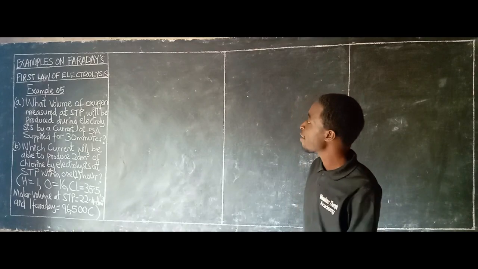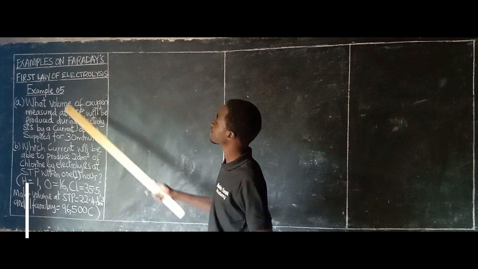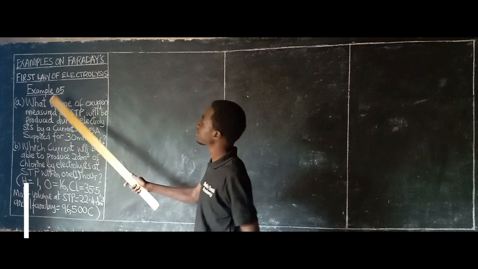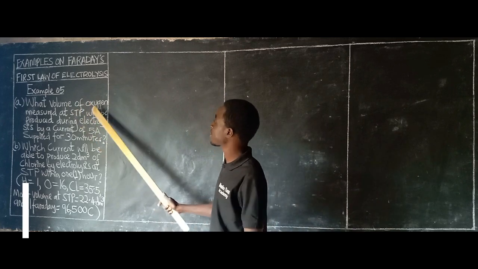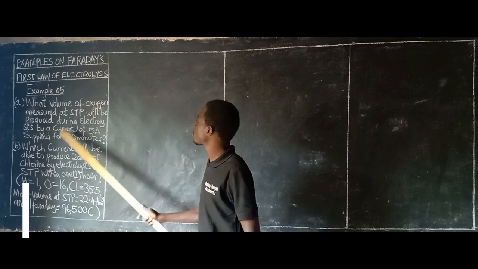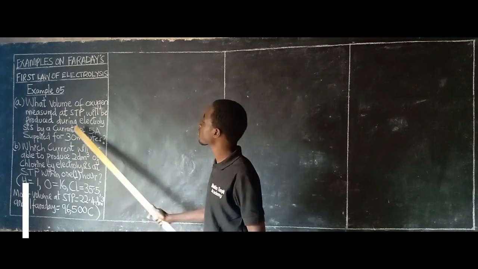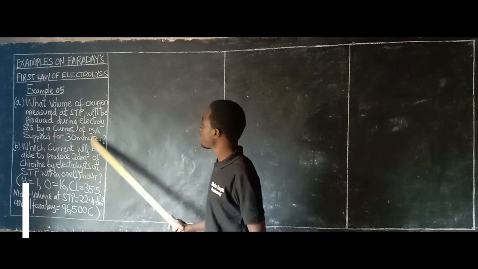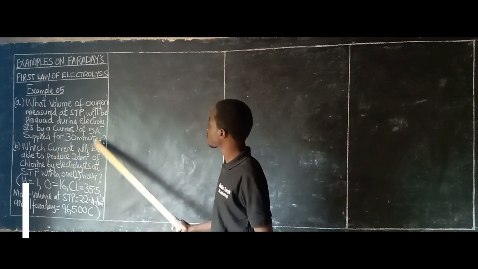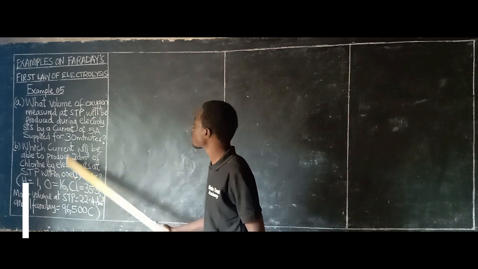Now let us look at the fifth example. The fifth example has two parts, A and B. Part A states: what volume of oxygen, measured at STP, will be produced during electrolysis by a current of 5 ampere supplied for 30 minutes. Part B: which current will be able to produce 2 decimeter cubed of chlorine by electrolysis at STP within 1 hour.